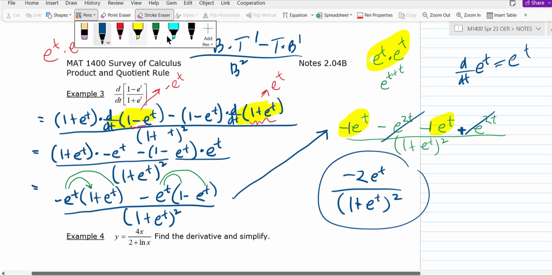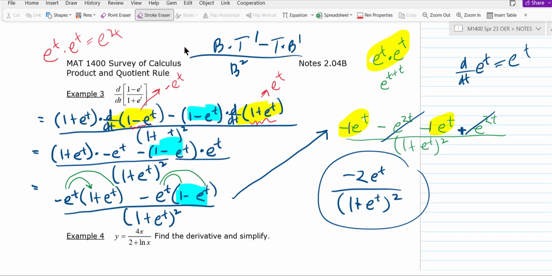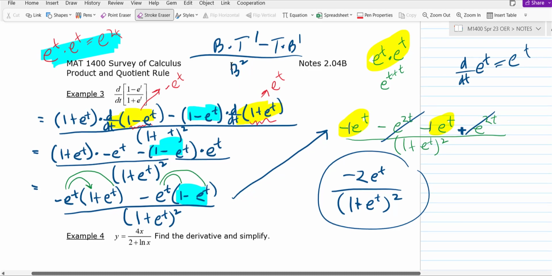Okay, what I made a mistake in is just that kind of mistake where you copy something wrong in the next step of the problem. Okay? All right, that's it. So the big thing that happens on this problem is mostly that e to the t times e to the t thing. Okay, that's e to the 2t. All right, so that's how that goes. All right, any question on that?